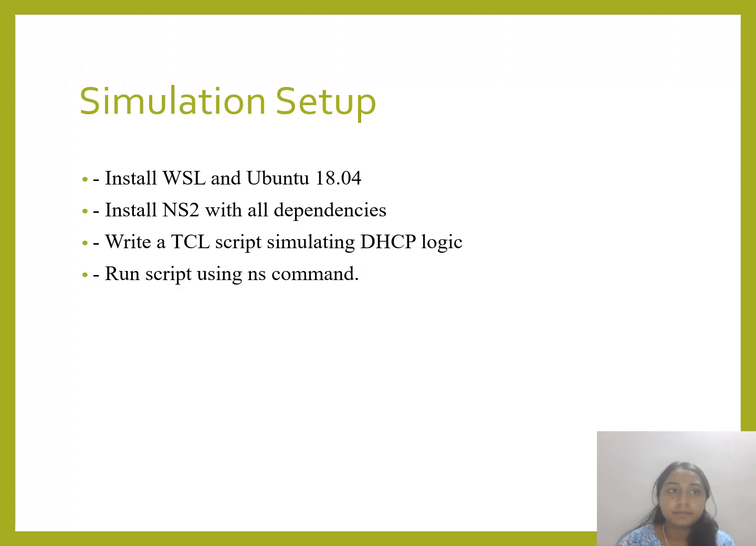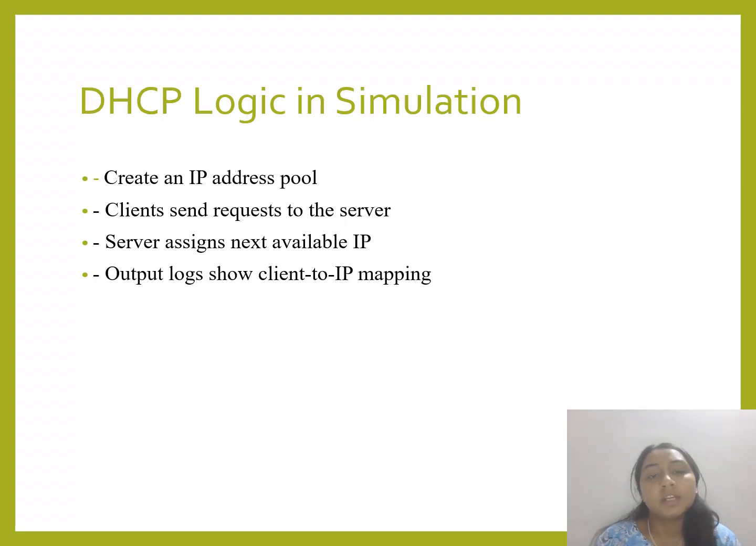Coming to next. As we have learned about DHCP, the uses of DHCP, and also the process, that is the 4 steps that DHCP uses, now we see how the DHCP logic is there in the simulation. DHCP creates an IP address pool, the client requests to the server, and next the server assigns the next available IPs, and the output logs show the client to IP mapping in this DHCP logic simulation. As we can see, this is the logic which DHCP requires in this simulation.